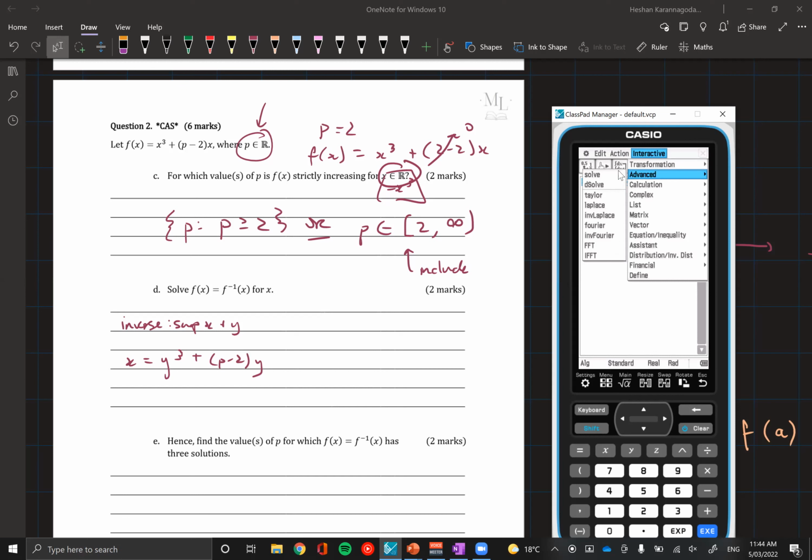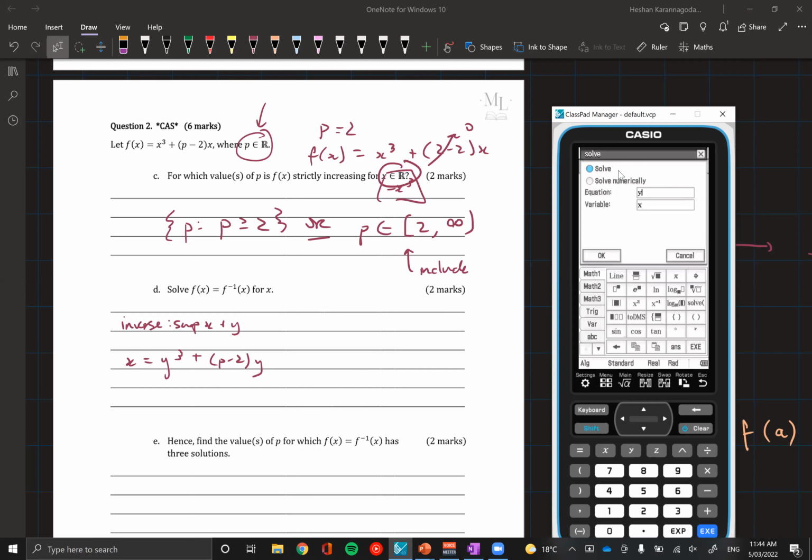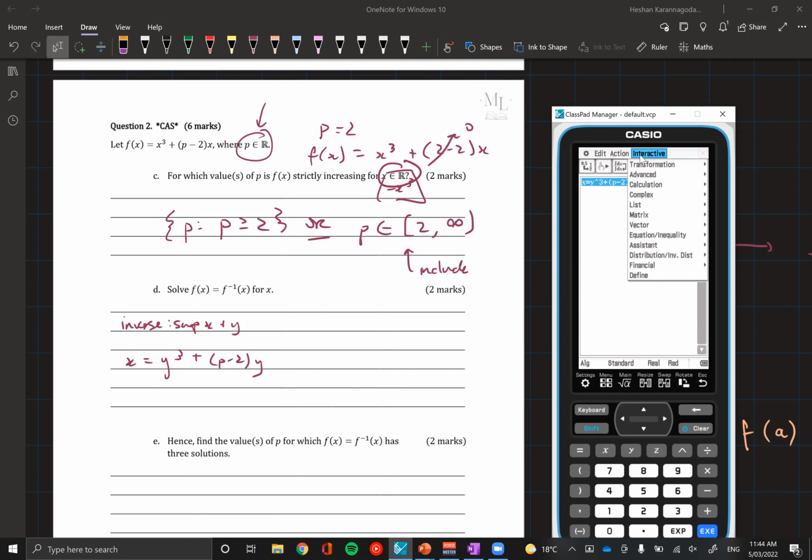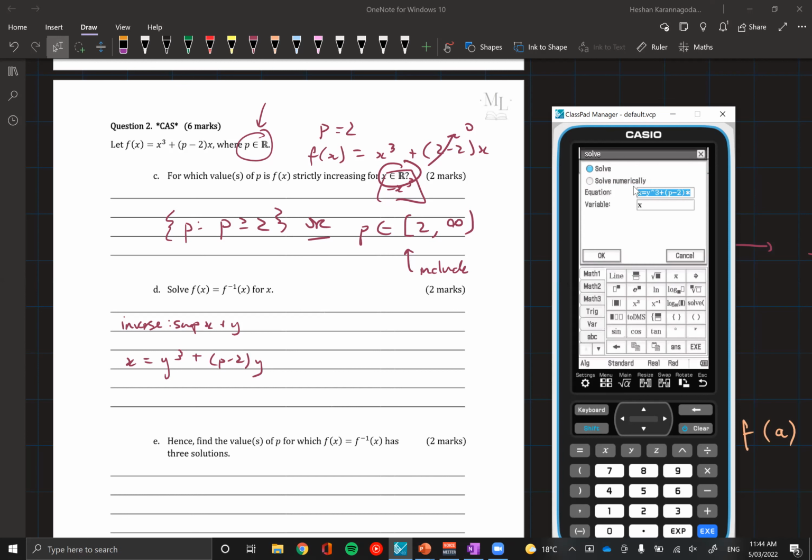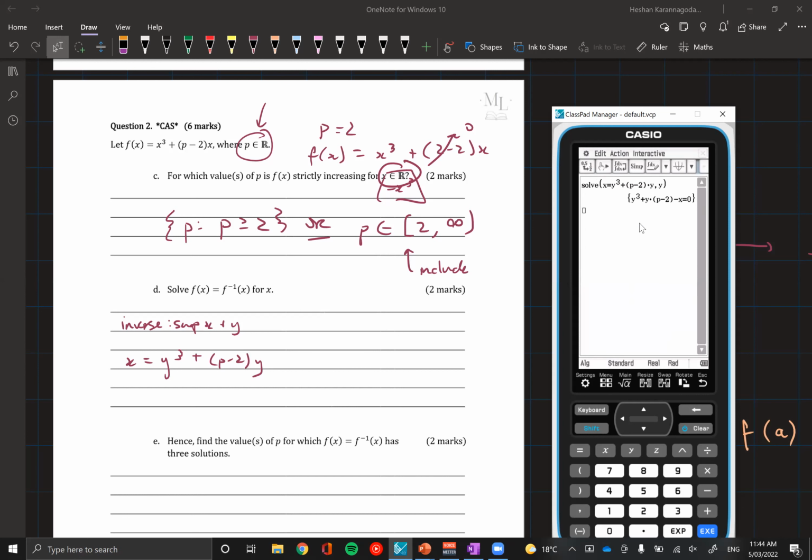So let's try and solve for y. Interactive, advanced, solve for y. I'm sure TI users probably know how to do this as well. Just solve for your value. But you can see that this actually doesn't work. That's because our equation is too complicated, especially with the parameter, but also because we've got a cubed factor, like a cubed y variable.